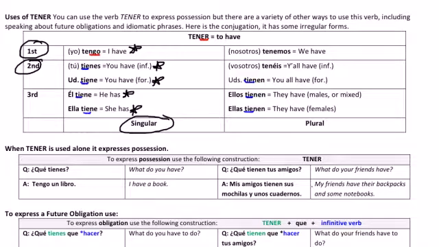If we go to the plural side, we have first person plural, tenemos, second person plural informal, tenéis, second person plural formal, ustedes tienen, and then ellos tienen for third person plural, or ellas tienen.